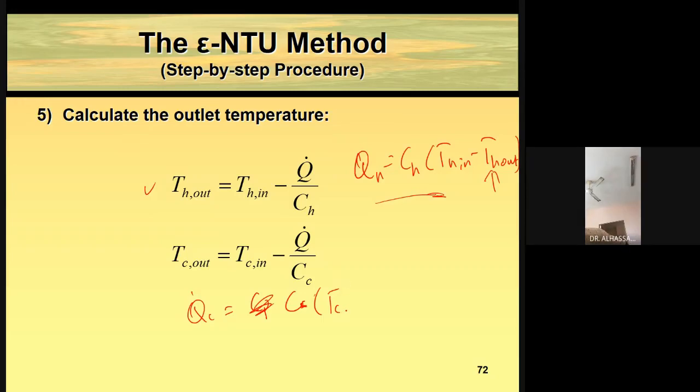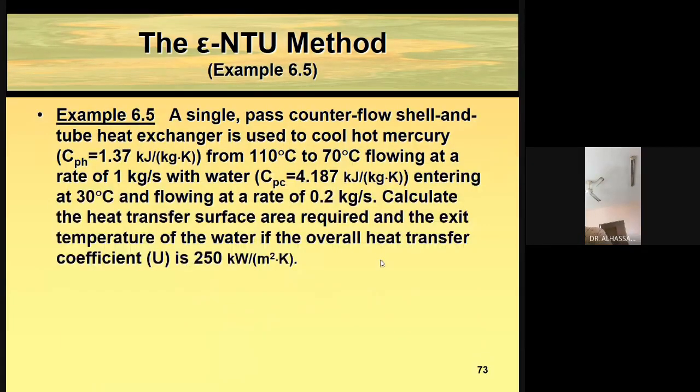So T cold inlet minus T cold outlet. Okay, like this. So then let us look at this particular question. We are told a single pass counterflow shell heat exchanger is used to cool mercury from 110 to 70, flowing at the rate of this, with water entering at 30 degrees Celsius and flowing at a rate of 0.2 kilogram per second. Calculate the heat transfer surface area and then the exit temperature of the water if the overall heat transfer coefficient is given.